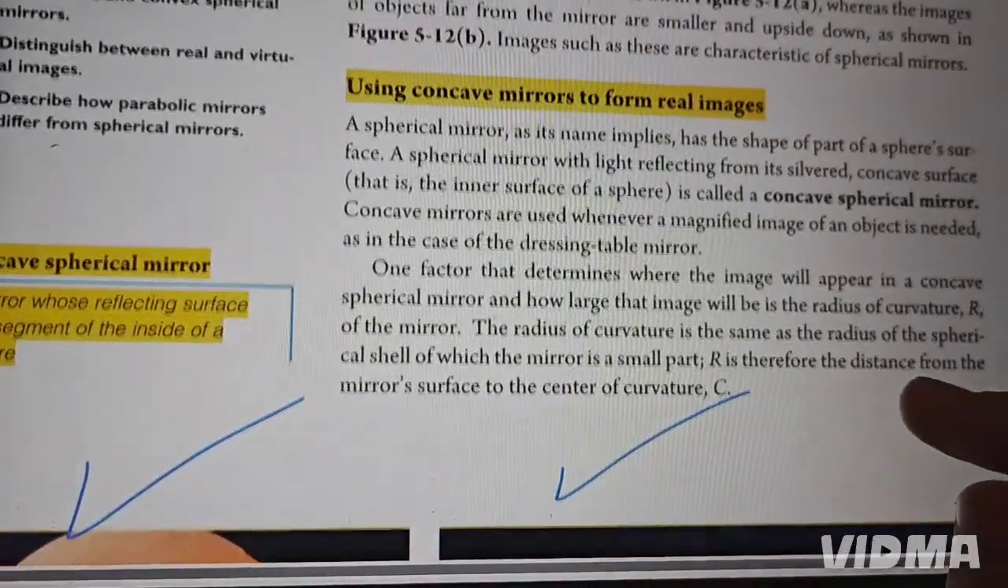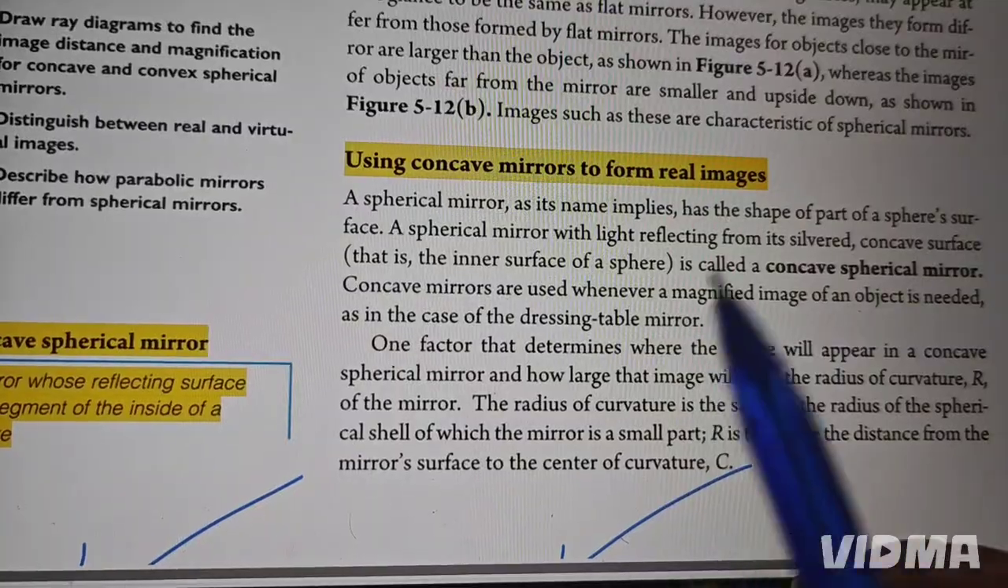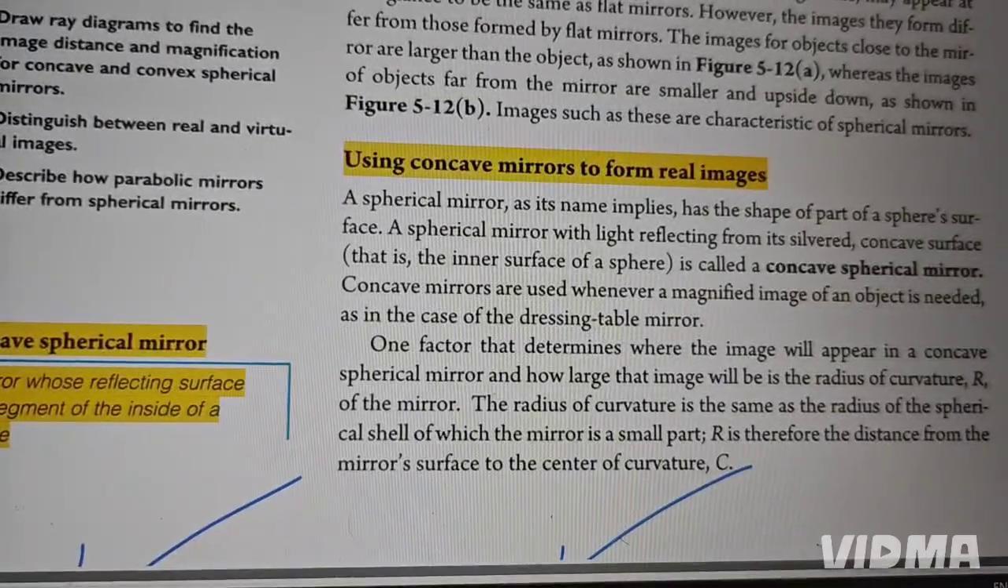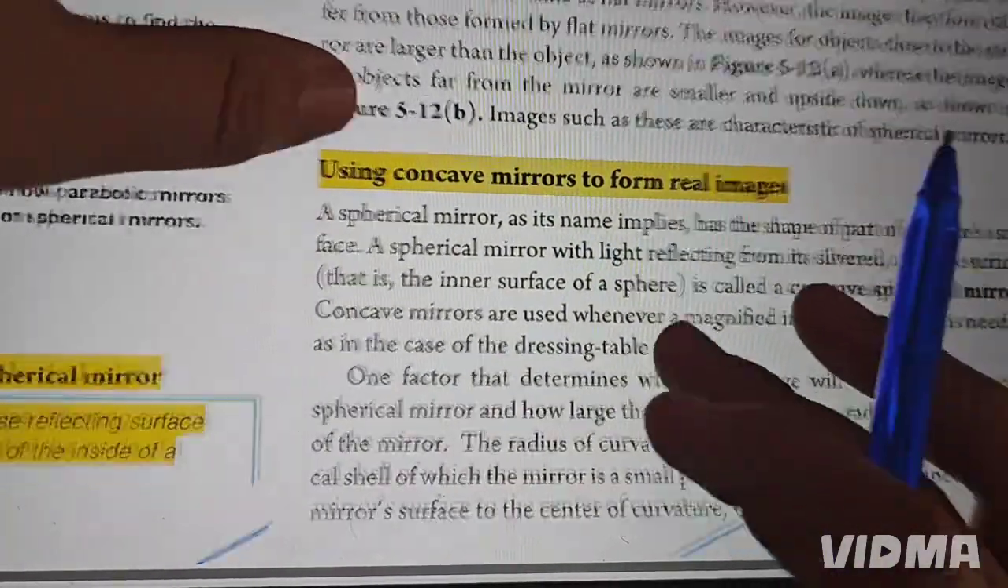So students, we studied the properties of flat mirror. If you remember, we said one of the properties in a flat mirror is that the image produced is a virtual image. But here, no, it's different. The image property that you have is a real image. You know why it is a real image?